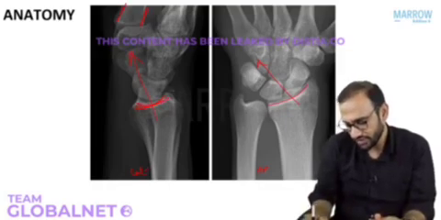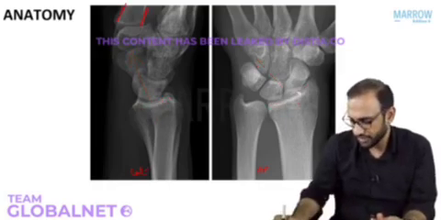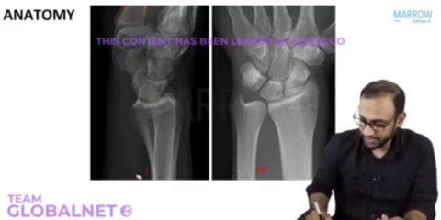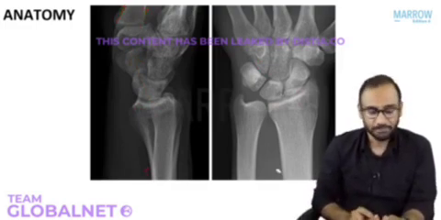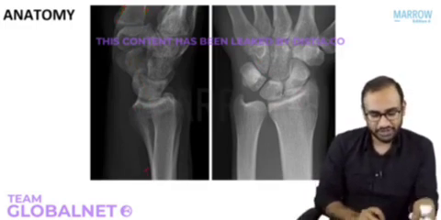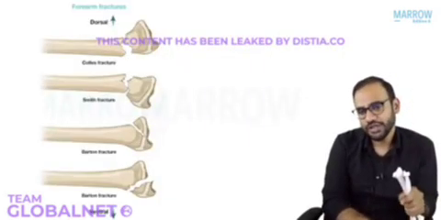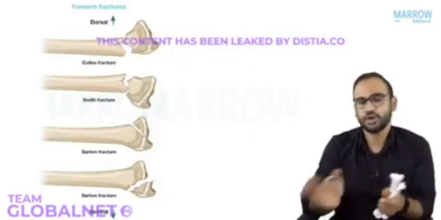This is the articular surface, smooth. Okay, can you appreciate that? I'll remove the marking so that it is easy for you to grasp. Okay, right. So whenever you get a fracture of the distal end of the radius, the first thing I want you to do is identify whether the fracture is extra-articular or intra-articular.